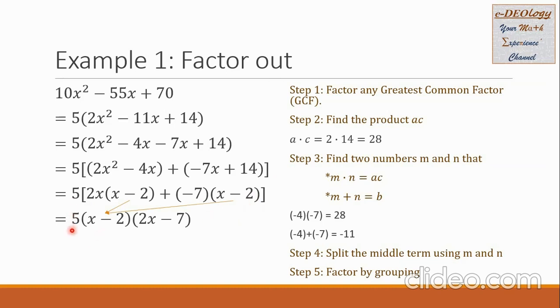First, we copy the number 5. Now this common x minus 2 we'll put in here. And on the second factor, we will collect the remaining terms after removing the common factor. So 2x is copied here, and then the negative 7. So for our answer, the factors are 5 and x minus 2 and 2x minus 7. So this is our final answer.